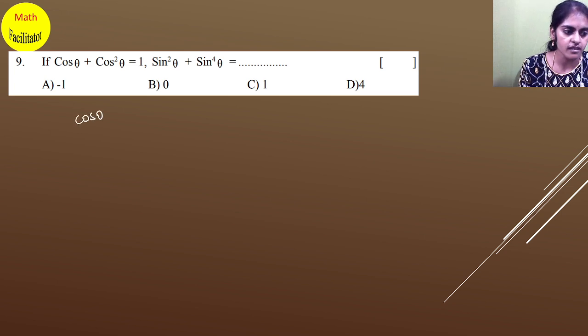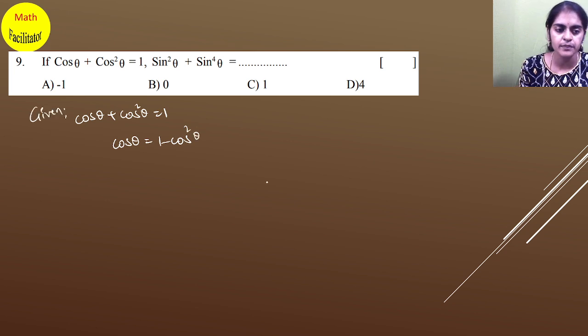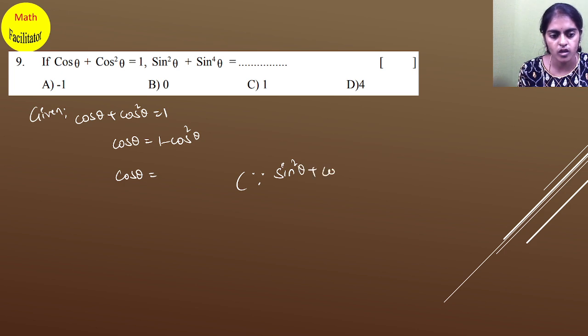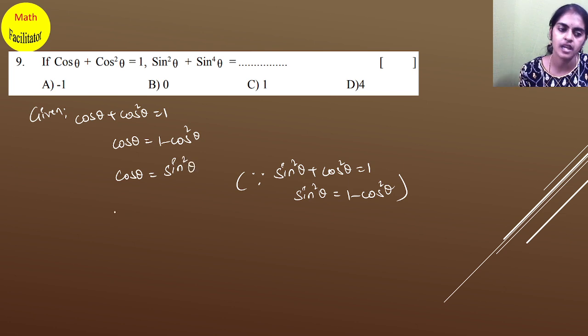So now cos theta plus cos square theta is given as 1. If cos theta plus cos square theta is 1, sin square theta plus sin power 4 theta you have to find. Now see here, can I write cos theta equal to 1 minus cos square theta? This is given to us. Okay. So cos theta equal to, what is 1 minus cos square theta? See, we know sin square theta plus cos square theta is 1. So can I write sin square theta is nothing but 1 minus cos square theta. So I can write this as sin square theta.